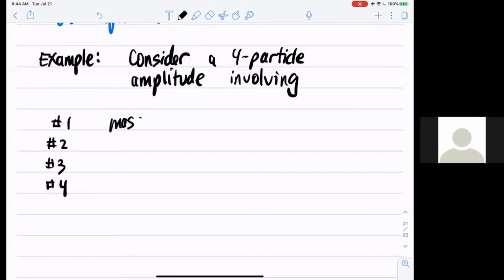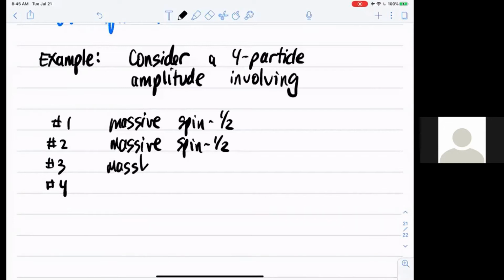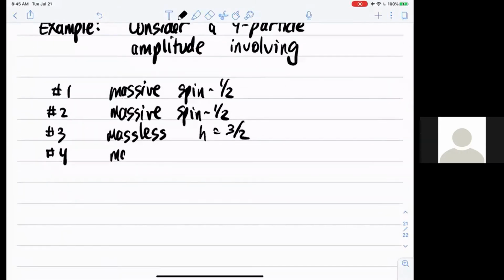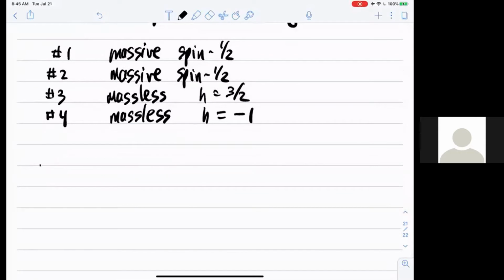Number one will be a massive fermion. Number two will also be a massive fermion. Number three will be a massless gravitino, why not? And number four will be a massless graviton with spin minus one. Okay, so for this collection of particles, a candidate amplitude, I'll explain what that word means in a second.